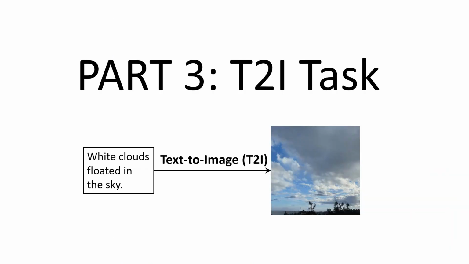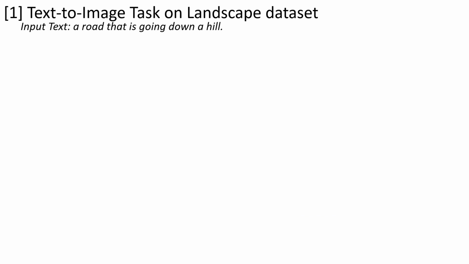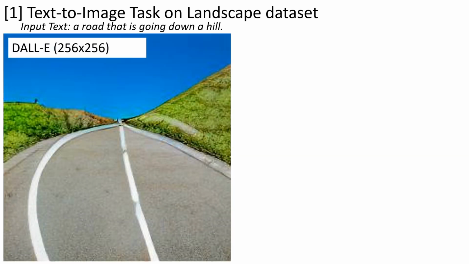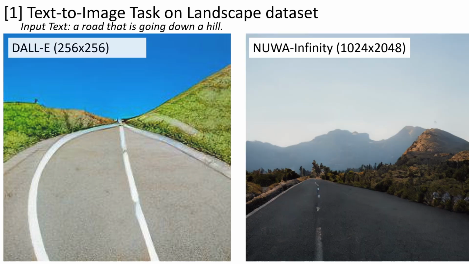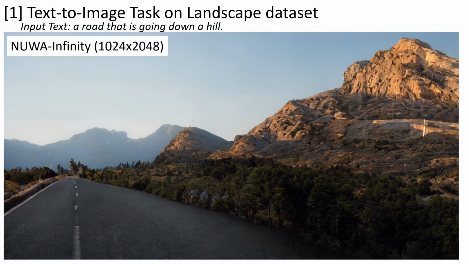So the third task, text to image. Input the text, a road that is going down a hill. DALL-E is able to generate 256 times 256 results. For Neural Infinity, 1024 times 2048 resolution makes it more realistic. Even the lights and the shadows can be clearly shown.